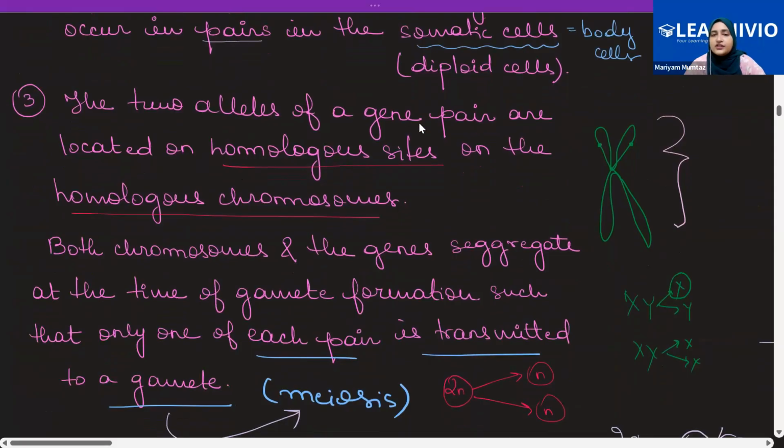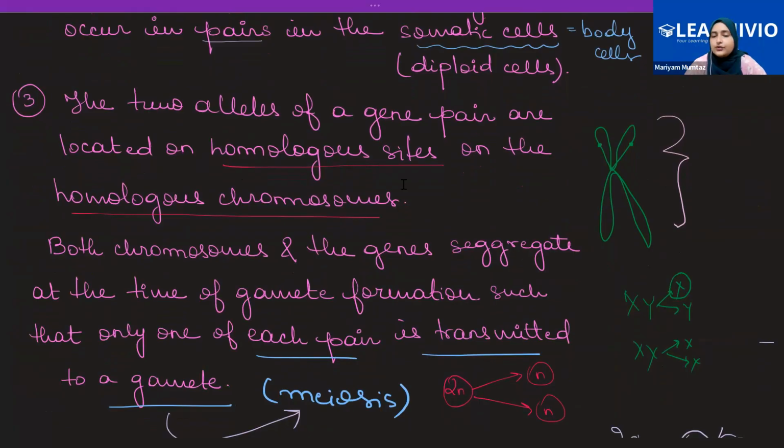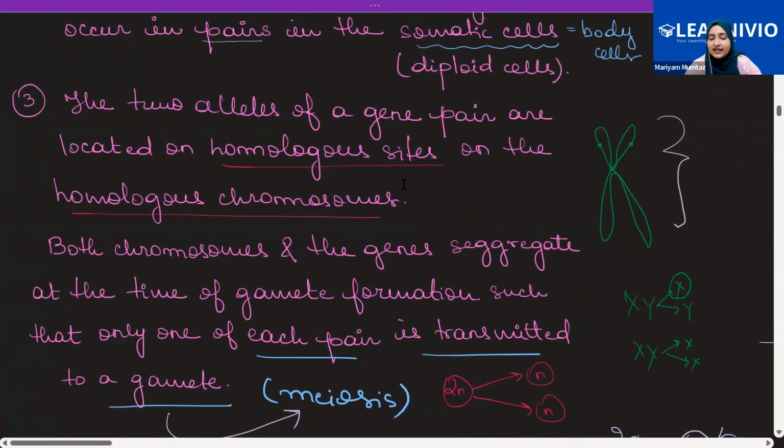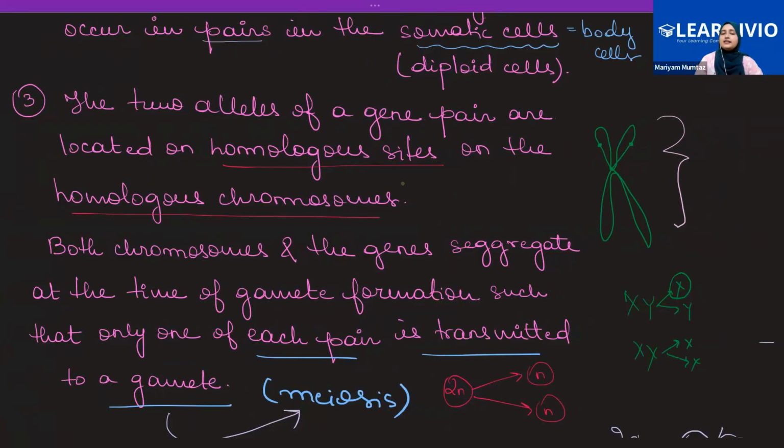Then the two alleles of a gene pair are located on the homologous site on the homologous chromosome. Homologous chromosomes are those chromosomes that are exactly like each other, similar in shape and similar in size. So the two alleles will be present on those homologous sites. And when the chromosomes separate, the genes separate during gamete formation. We know that the gametes get half the number of chromosomes, so that necessarily tells us they will be getting half the number of genes as well. Much is clear?